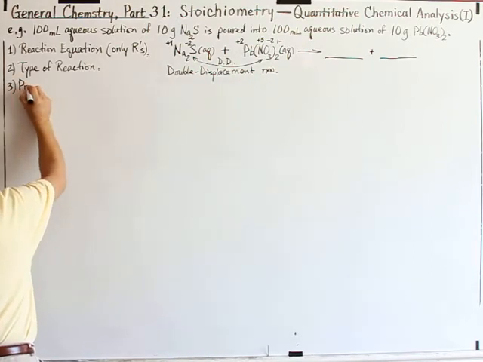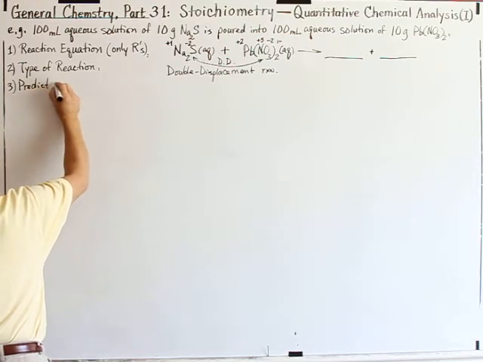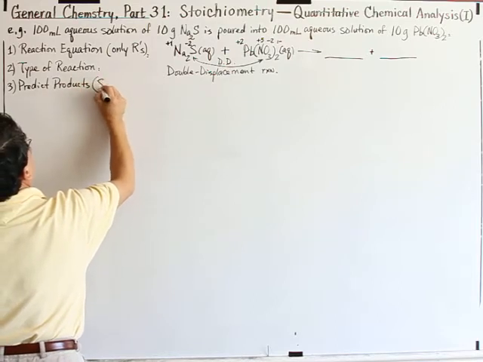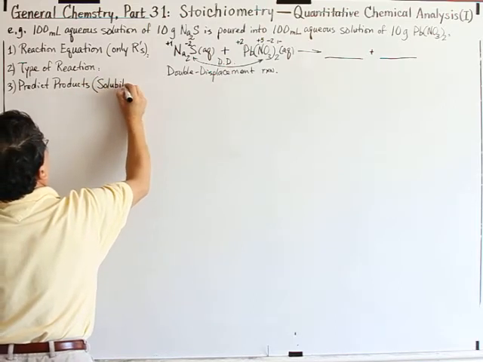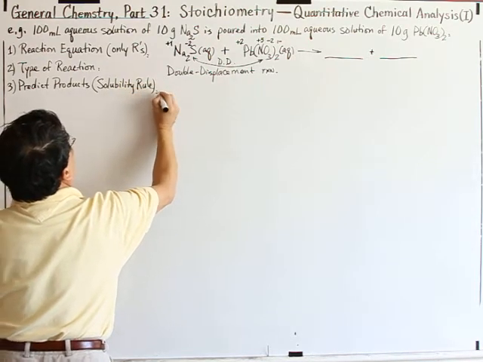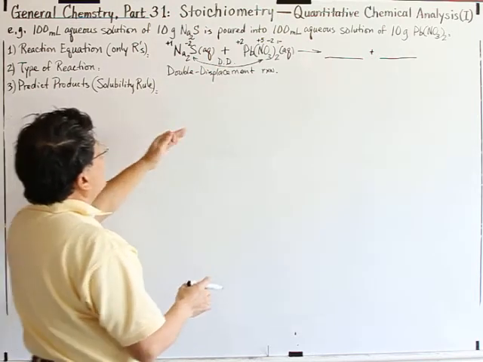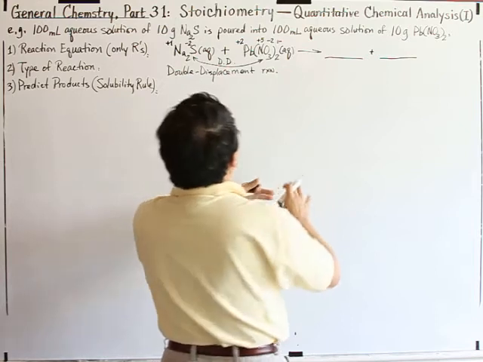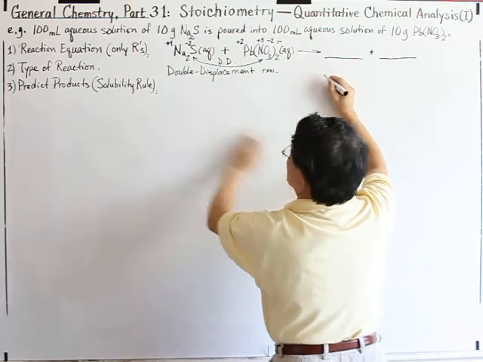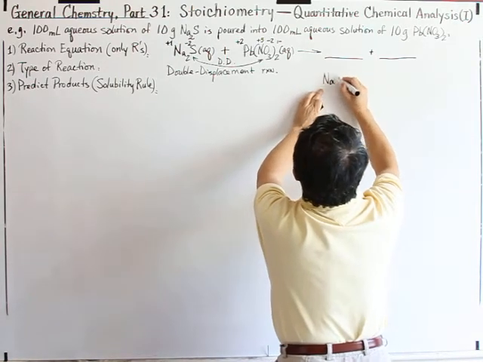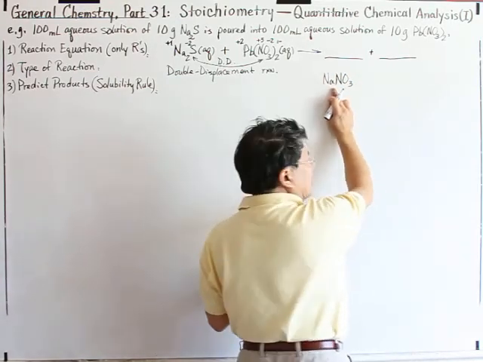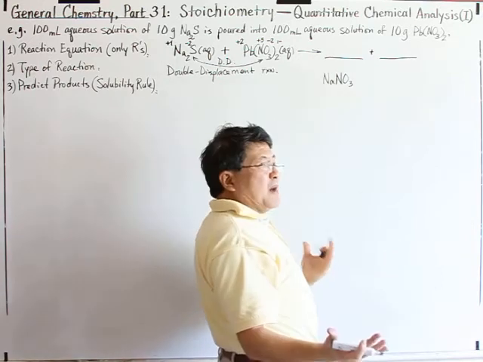Now then we are able to predict the products by the solubility rule. The solubility rule tells us what the compounds will be after exchanging partners. The first one would be sodium nitrate. Now, do we have 2 this time? We don't have 2 because sodium is +1, nitrate is -1. They are perfectly matching each other, right?